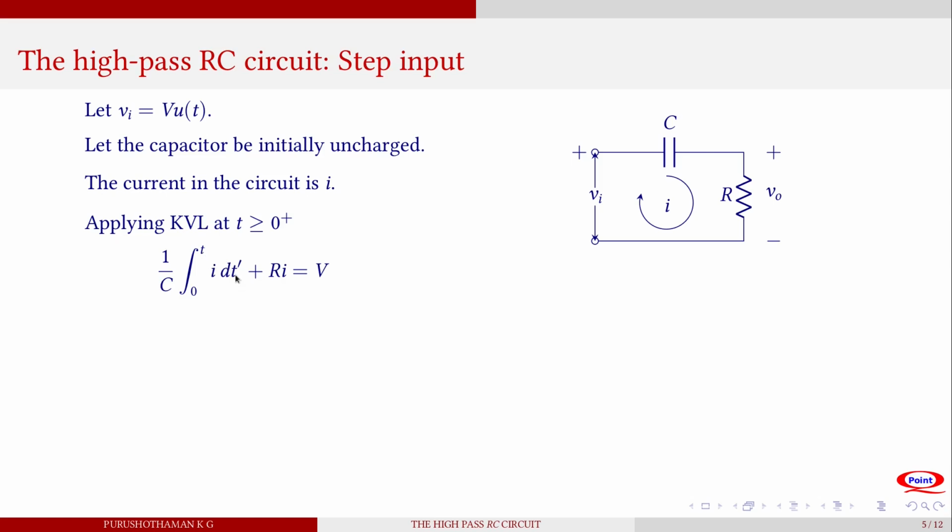You can use any variable here because the value of a definite integral does not depend on the variable of integration. So we have, say at t equal to 0, we are applying the voltage, and our aim is to find the expression for the current for any value of time. So from 0 to t, 1 by C integral i dt is the voltage across the capacitance.